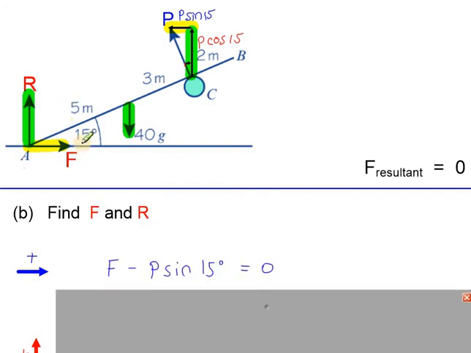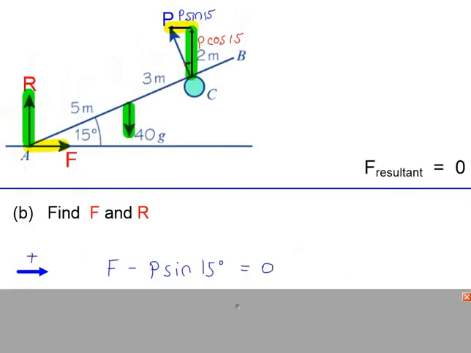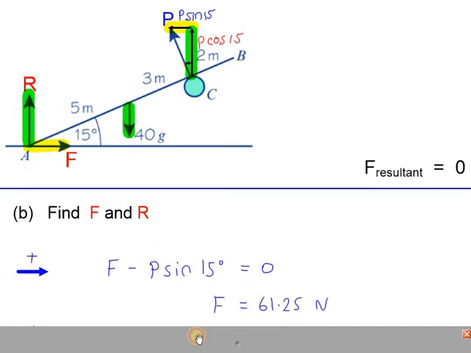So we have force F, and it's positive because it's in this direction. Then we've got P sin 15, but that's pointing to the left in the opposite direction to this, so it's negative. And we know the resultant force is 0. We're looking at a static system. And we've already calculated force P, which was 236.65 newtons. That's the reason for using extra significant figures here, so that we don't lose any accuracy for subsequent calculations, like here. So F is 61.25 newtons.